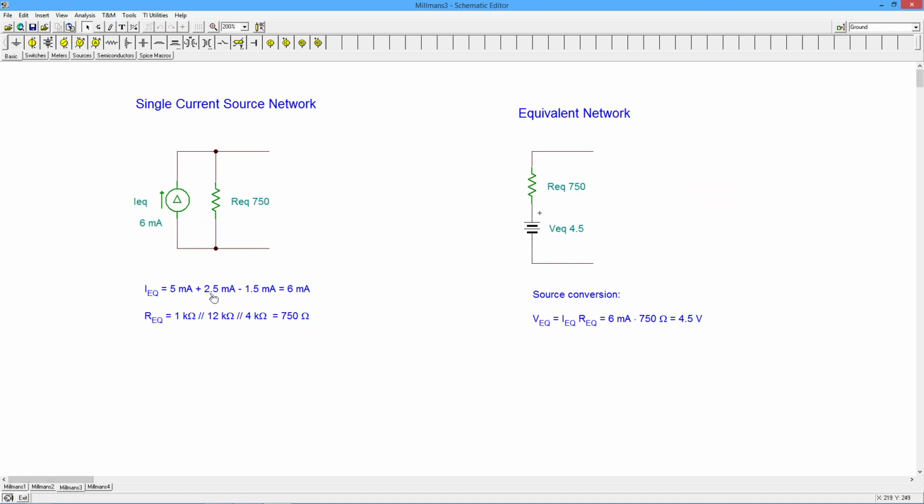Right? So I take my 5, my 2.5, and subtract the 1.5. We get 6 milliamps for that current source. I put the 1K in parallel with the 12K in parallel with the 4K, and we get 750 ohms. So here is my single current source.